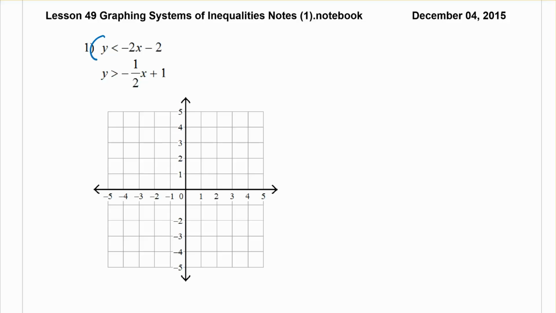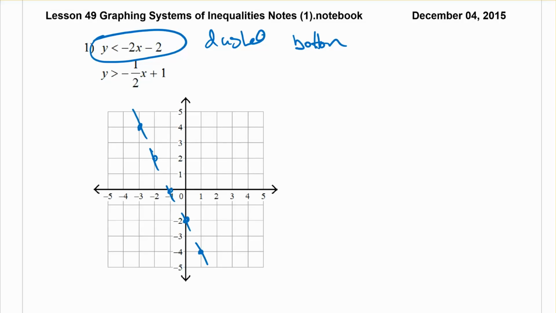We'll say our top one is our blue line. Again, this is going to be dashed, and we're less than, so we're shading the bottom, and our y-intercept is negative 2. Our slope is negative 2 as well, so we're going down 2, over 1, up 2, left 1. Put a dashed line. And now because it's a system, we're supposed to shade the bottom, but I need to make that other line first, so we're going to just draw a little arrow on the bottom of our line reminding us that we're going to shade the bottom.